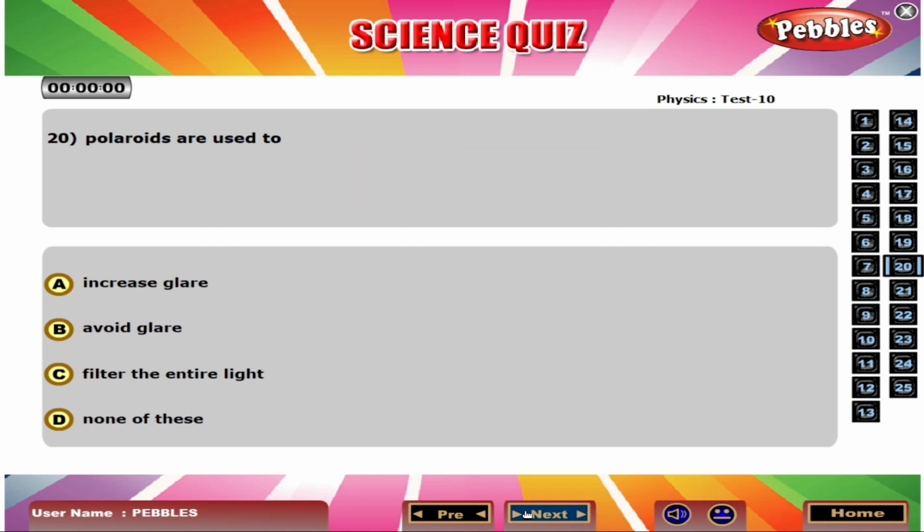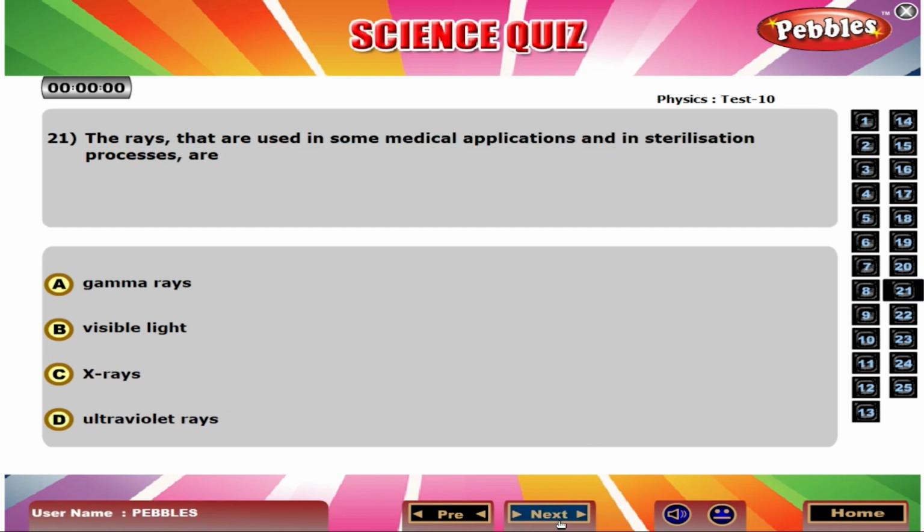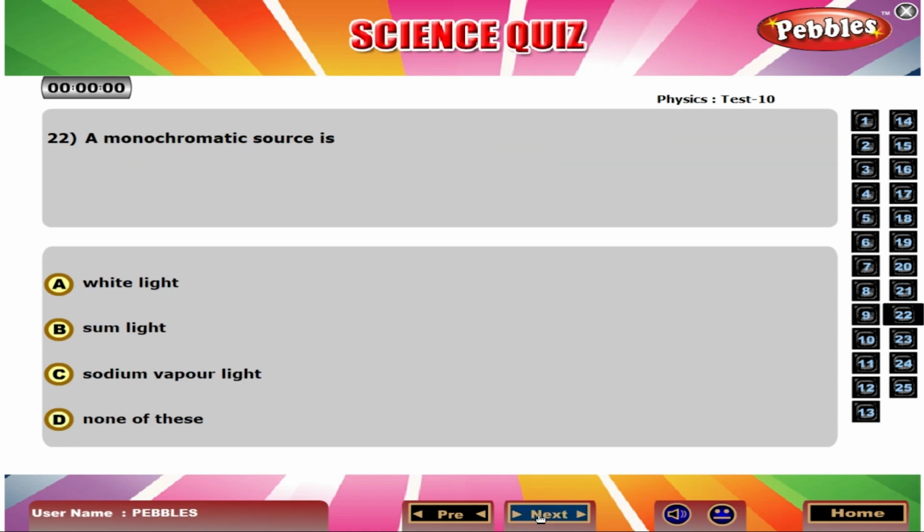Polaroids are used to B. Avoid glare. The rays that are used in some medical applications and in sterilization processes are D. Ultraviolet rays. A monochromatic source is C. Sodium vapor light.